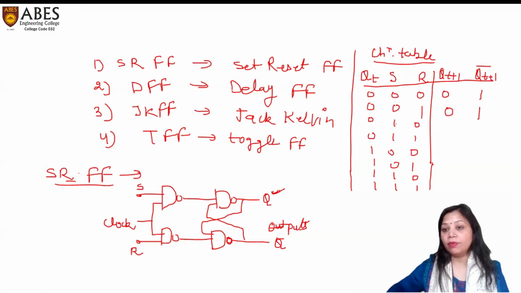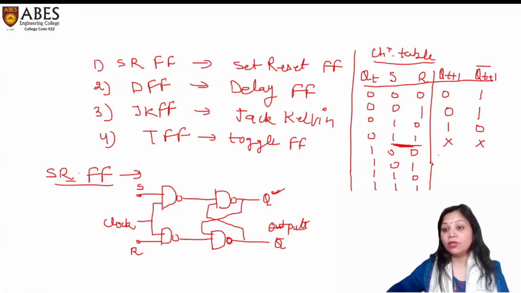Set 1. अगर आपका set 1 है, then output आपका 1 हो गया, set हो गया और इसका complement 0 हो गया. 1 1. अगर set और reset दोनों 1 होते हैं, तो इस केस में हमें indeterminate condition मिलती है. That means हमारी indeterminate condition है यहाँ पर. Okay? 0 0 again, no change.